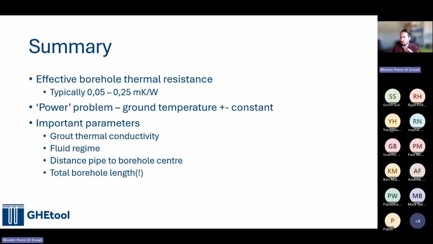Just to summarize, the effective borehole resistance is typically between 0.05 and 0.25 meter Kelvin per watt. And it's a power problem, because we assume that the ground is more or less constant. It has to do with how much power we want to exchange at this very instant. And the important parameters are the ground thermal conductivity, fluid regime, where the pipes are in the borehole, and also your total borehole length. So that's for the short term. That's this delta T between the wall and the fluids.